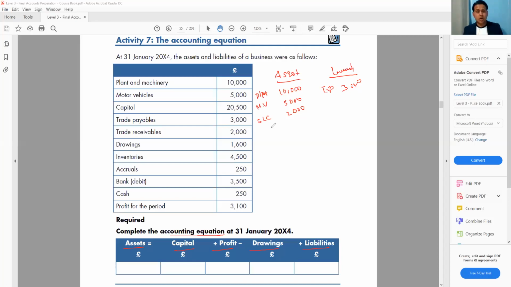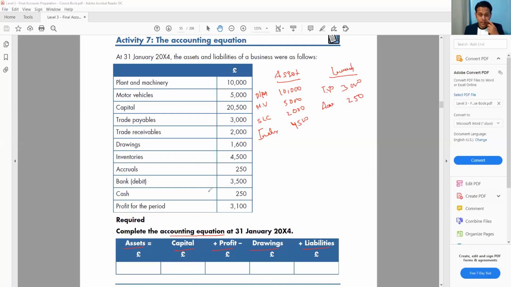Inventories. Inventories means stock. For example, if I make some products and cannot sell everything, whatever is left over in the stock in the warehouse, we call it inventory. So this is our inventories, 4,500. Then accruals. Accruals is always a liability. So I used the services, but I didn't make the payment. For example, I used the gas and electricity for the month of December, but I didn't make the payment until I received the bill in January. So this is our accruals.